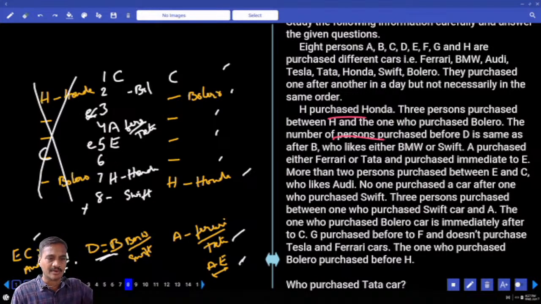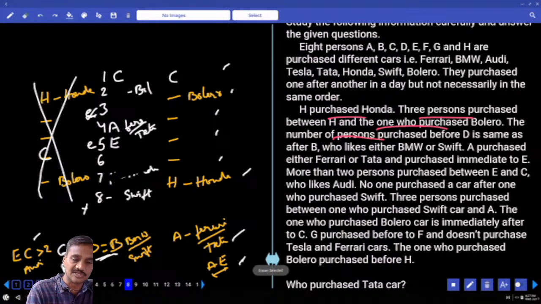Now here, H and Bolero. Bolero and H: 1, 2, 3, 4. Now 4 or 3 in between. There are 3 persons between H and Bolero. Isn't it? Bolero is at the second place. And where should this H be? H is at the 6th place.